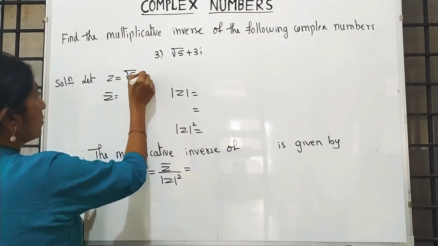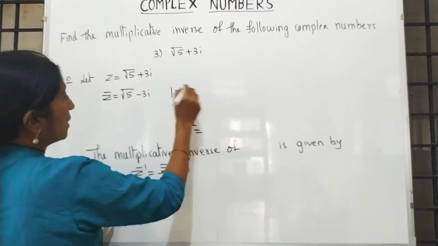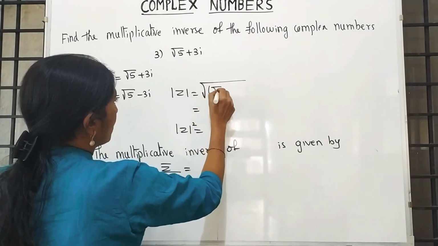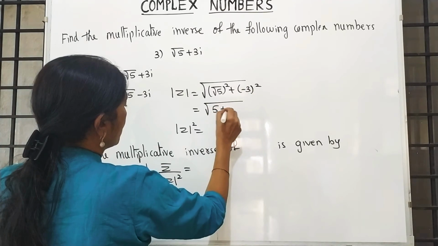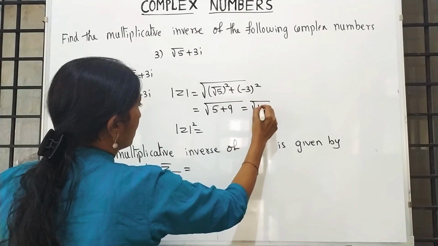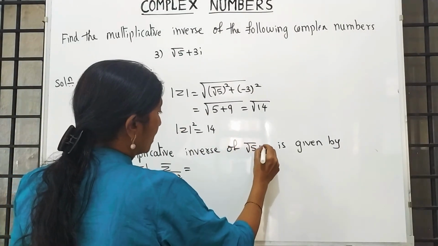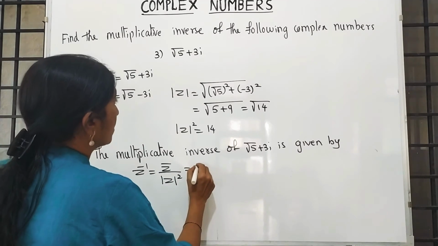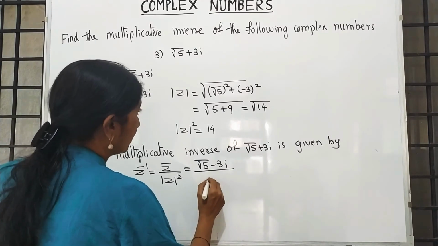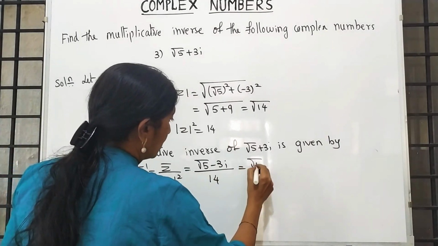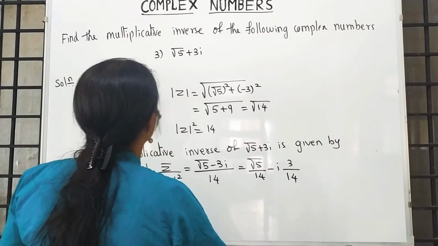Root 5 plus 3i, its conjugate is root 5 minus 3i, its modulus is root of 5 square plus minus 3 square, that is 5 plus 9. 5 plus 9 is root 14, this is 14, and the conjugate of root 5 plus 3i is root 5 minus 3i divided by 14, that is root 5 by 14 minus i 3 upon 14.